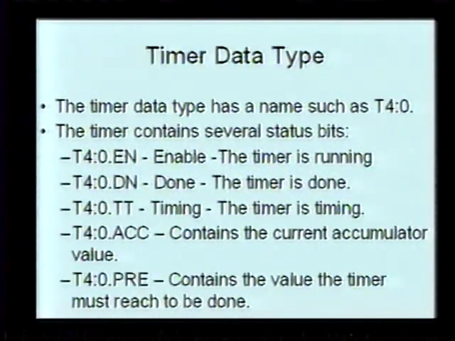Timer data types. The timer data type has a name such as T4:0. The timer contains several status bits. The enable bit tells you that the timer is running. The done bit, the timer is done. The timing bit, the timer is timing. The accumulated value contains the current accumulated value. And the preset value contains the value the timer must reach to be done.